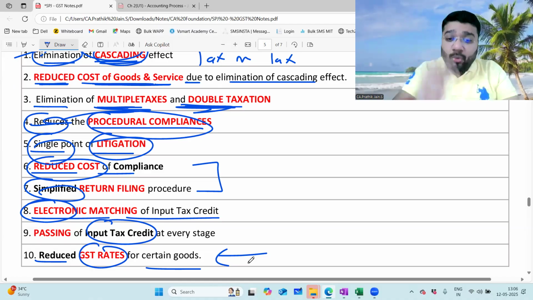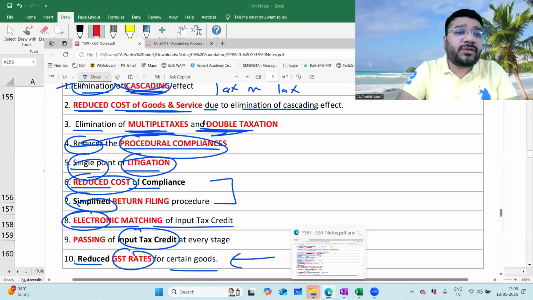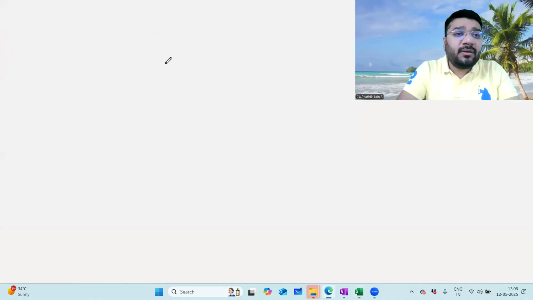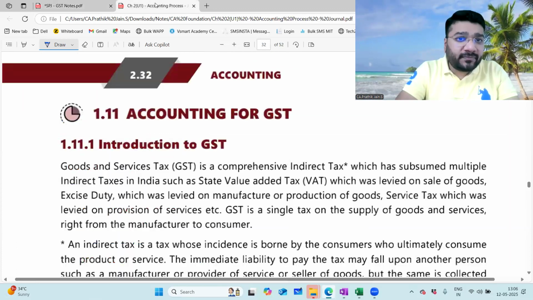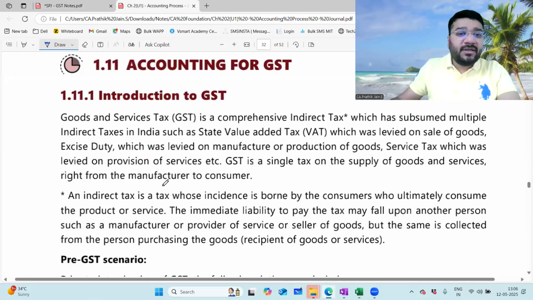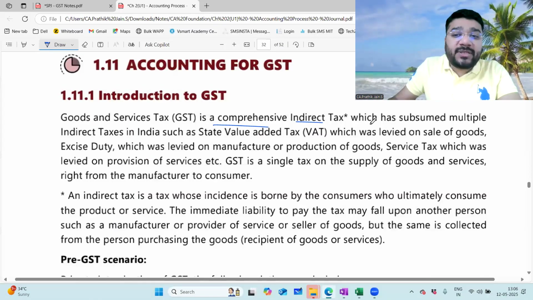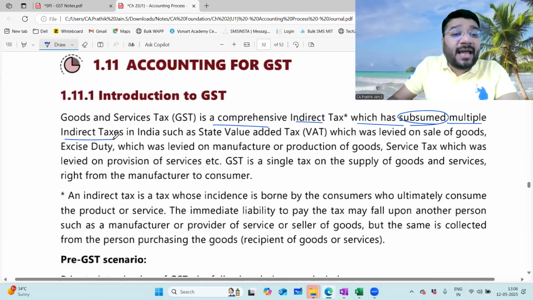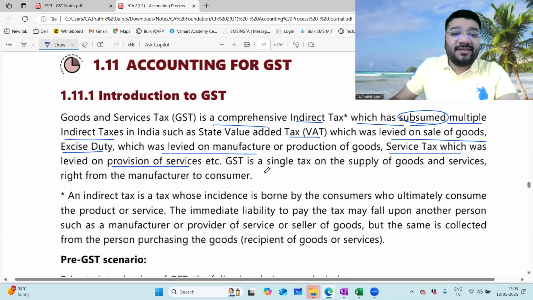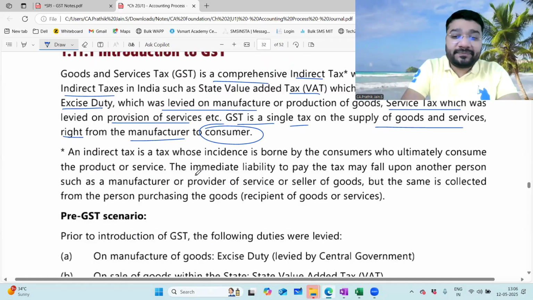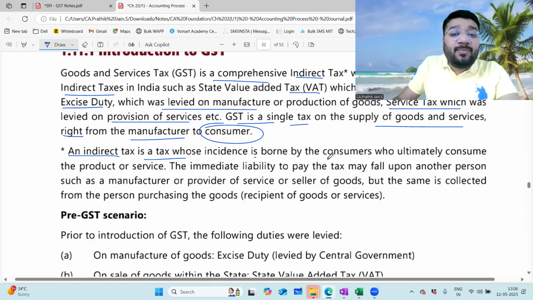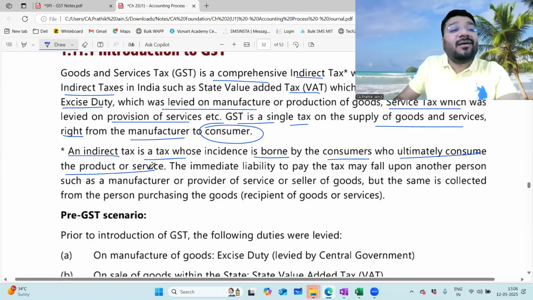Am I loud and clear? Whatever points I've discussed, almost all of them are there in your theory. If you take this point, everything is mentioned here. GST is a comprehensive indirect tax which has subsumed multiple indirect taxes, such as VAT levied on the sale of goods, excise duty levied on manufacturing, and service tax on the provision of services. GST is a single tax on supply of goods and services right from the manufacturer to the consumer. Indirect tax is borne by the customer who ultimately consumes the product and services.